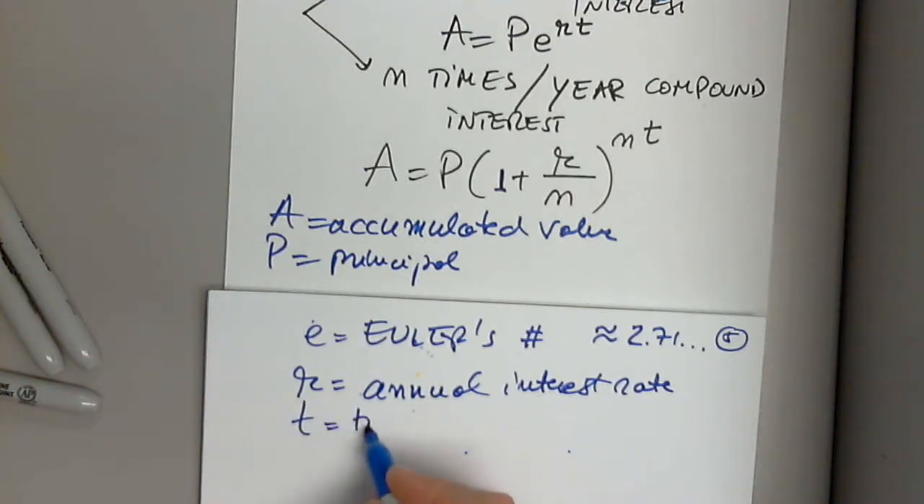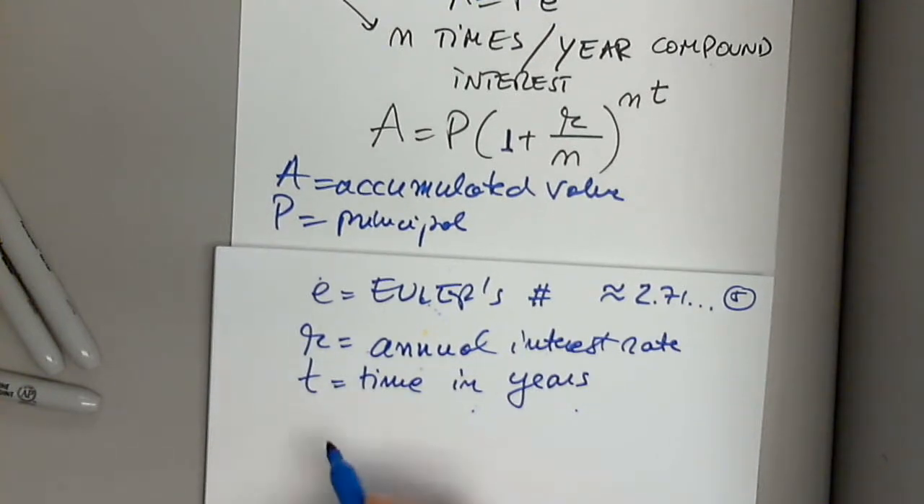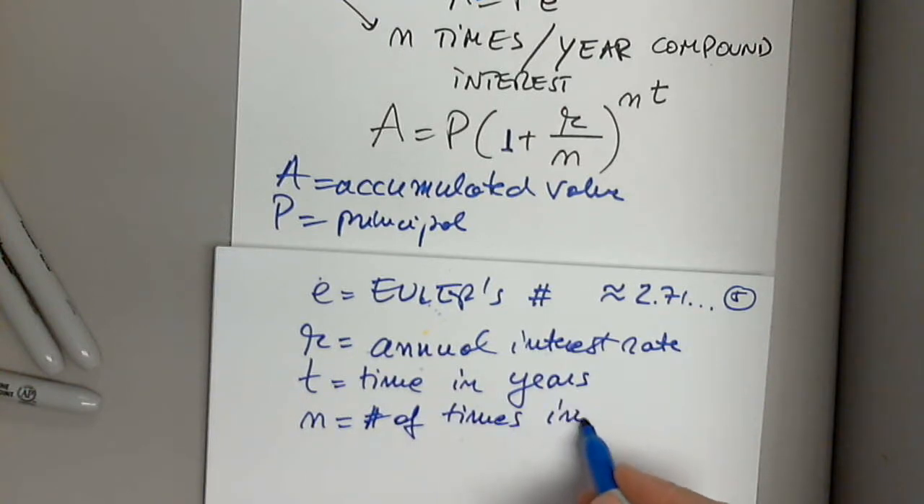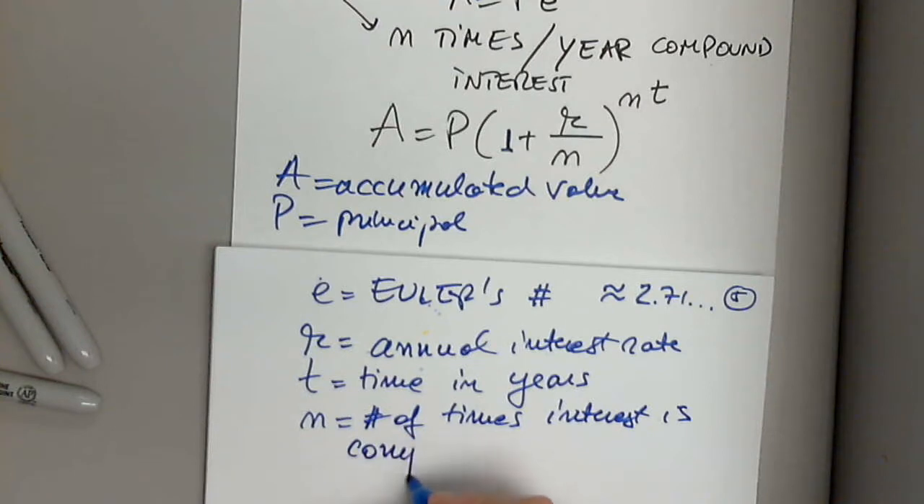T, time in years. N, lowercase n, the number of times the interest is compounded per year. Number of times interest is recalculated, compounded per year.